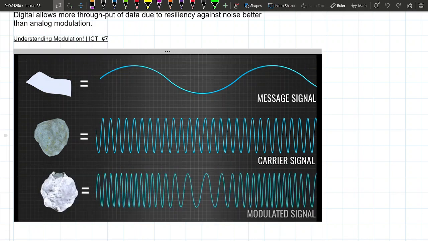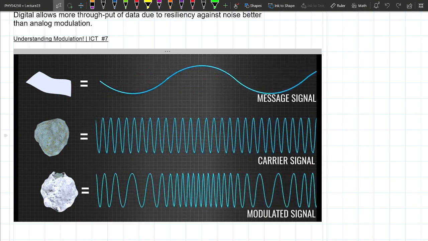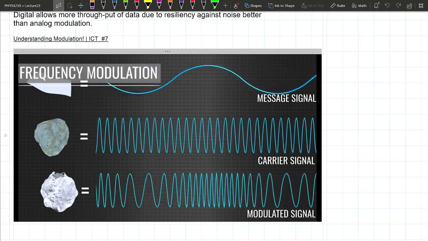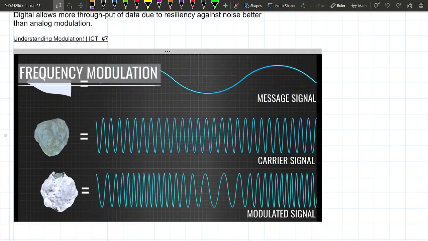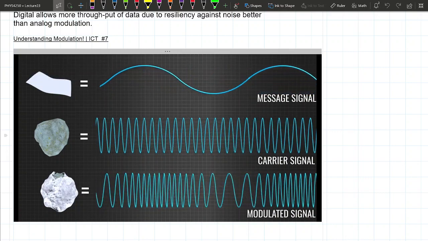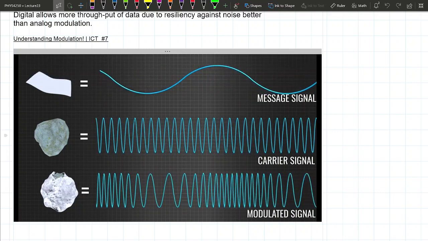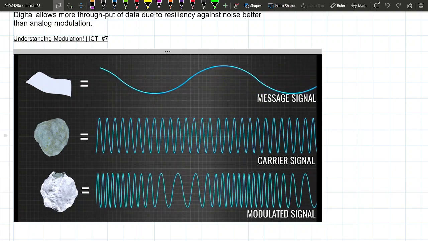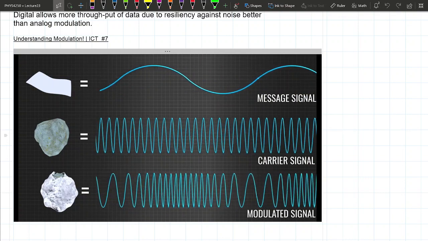For example, the frequency of the carrier signal is varied according to the amplitude of the message signal. This technique is known as frequency modulation. Please note that the frequency of a carrier signal is always high, which means the modulated signal is also of high frequency and energy. The value of the original signal can be easily retrieved from the frequency of the modulated signal.